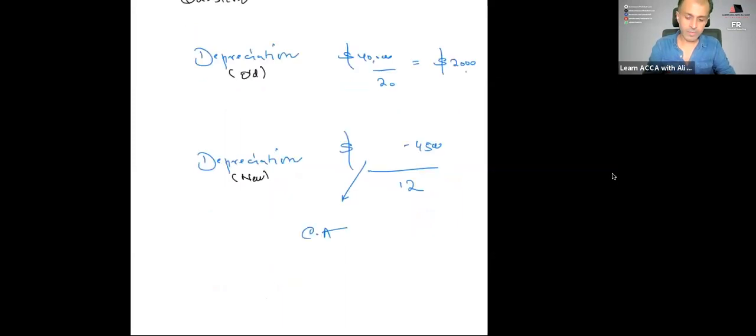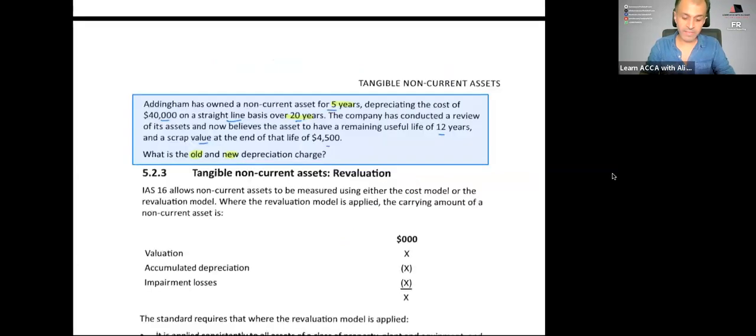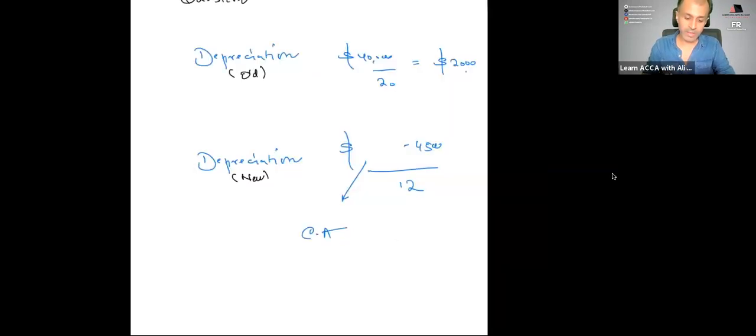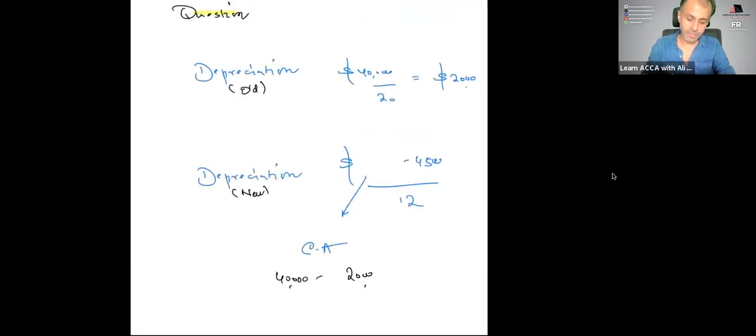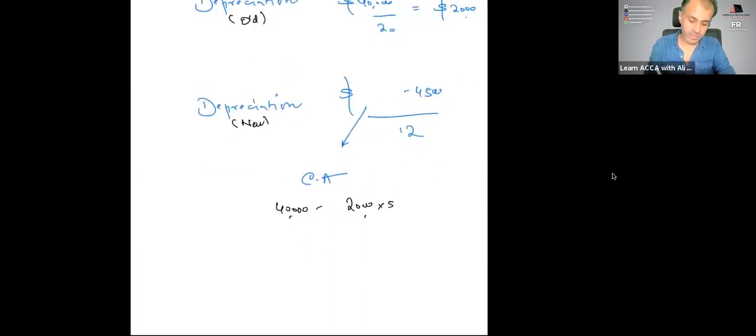I have to see for how long the asset was held by this business in the past 5 years. So if the cost of the asset was 40,000, and if for each year they have been recording 2,000, and for 5 years, it will become 30,000. 30,000 minus 4,500 divided by 12, the figure turns out to be 2,125.